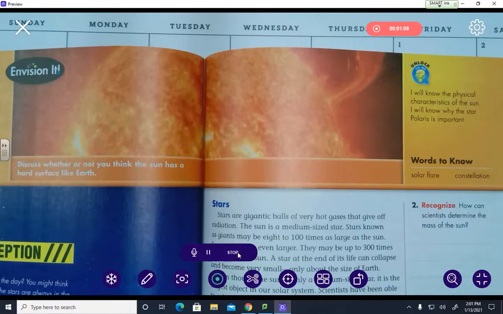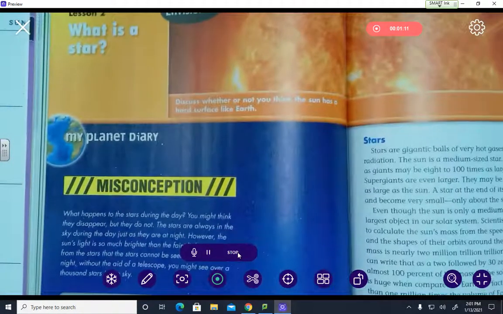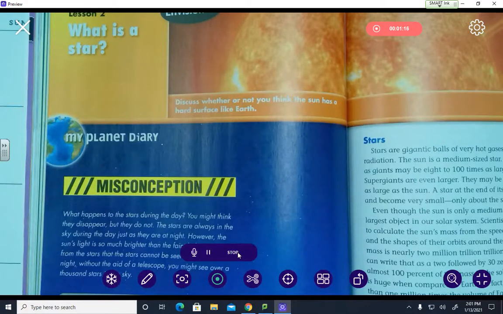Alrighty, everyone should have their books now. What is a star? We are going to discuss all about stars, all about what they are, all kinds of stuff, characteristics, why it's important.